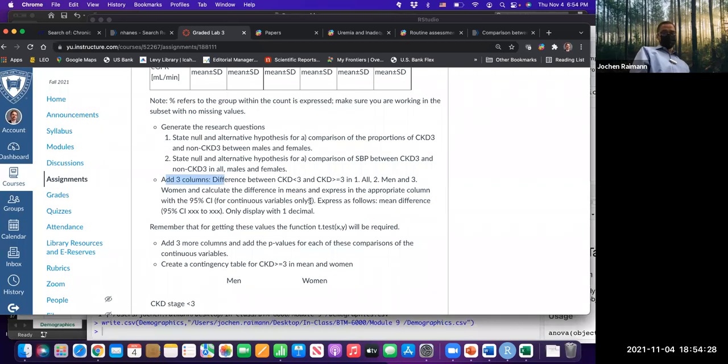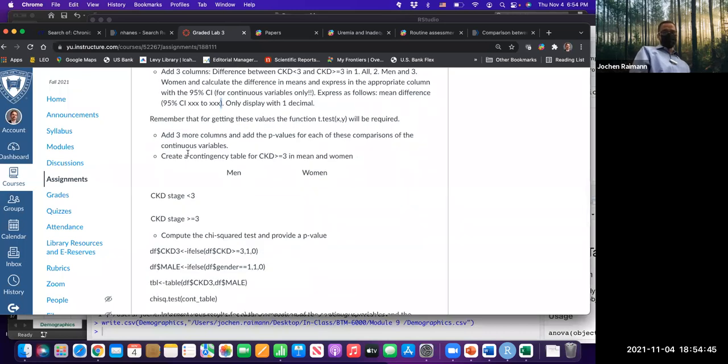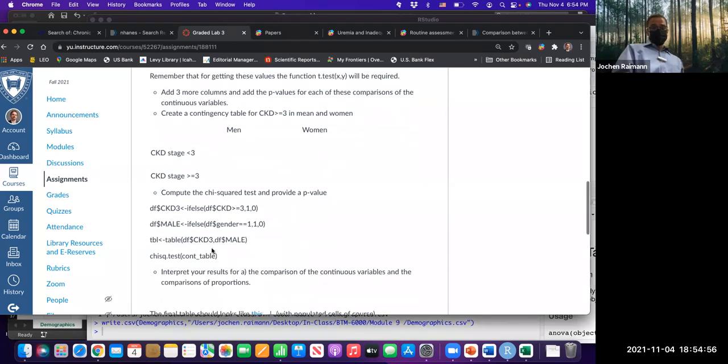That's the columns that are to be added, expressed as follows: mean difference, 95% CI, lower bound to upper bound. Only one decimal is enough. Here's the t-test, it's 3 more columns. Here's a contingency table. I also want to see the contingency table in anticipation of the chi-squared analysis that we're going to do in the following lectures. Here's the code.